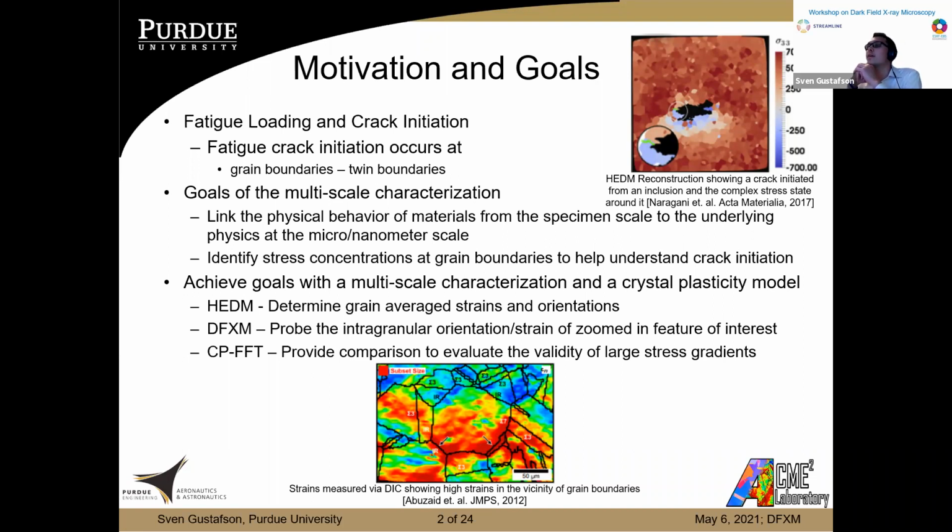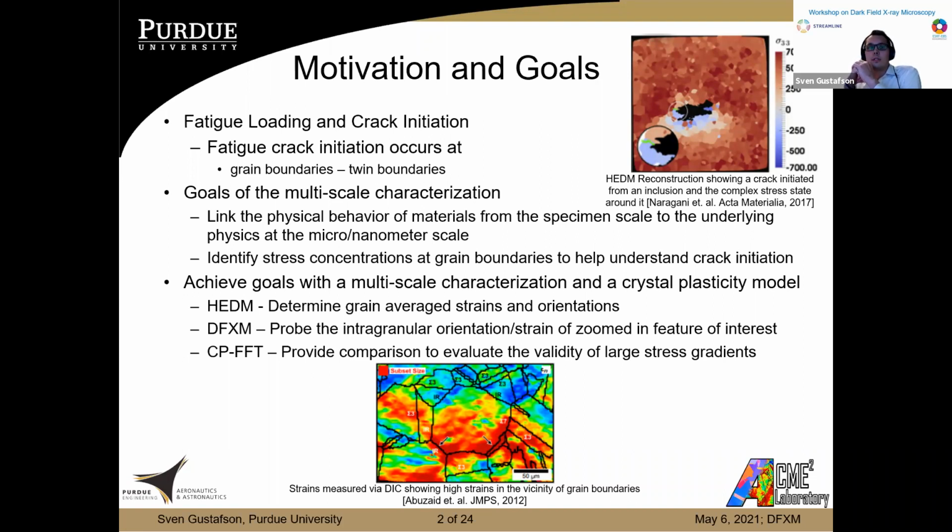In the top right, we have an image of an HEDM reconstruction showing a fatigue crack growing out of an inclusion between two different grains. So we know that grain boundaries are general hotspots to be able to initiate cracks. So we'll be telling a bit of a story today with a multi-scale characterization.